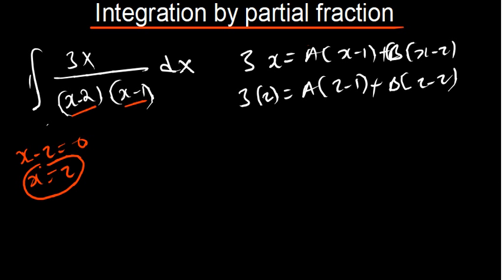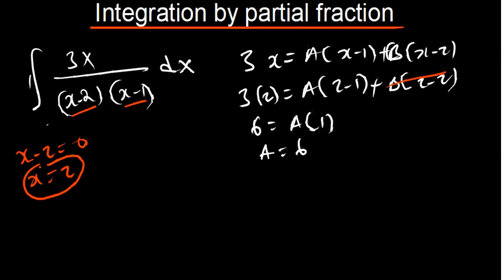So we no longer need this part. It's going to give us 0, because 2 minus 2 is 0, and 0 times b is 0. So we are remaining with only, 2 times 3 is going to give us 6. It's going to be equal to a, then inside there we're going to have 2 minus 1, which is 1. So meaning that a is going to be equal to 6.